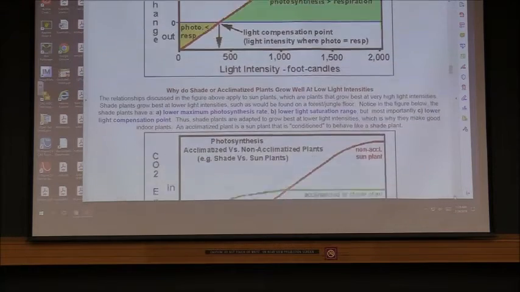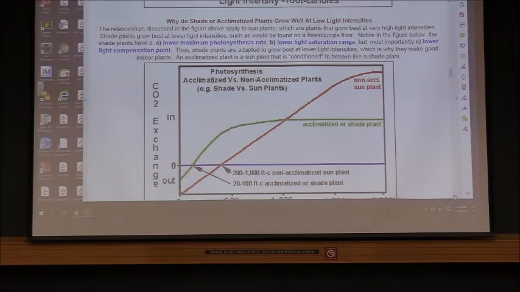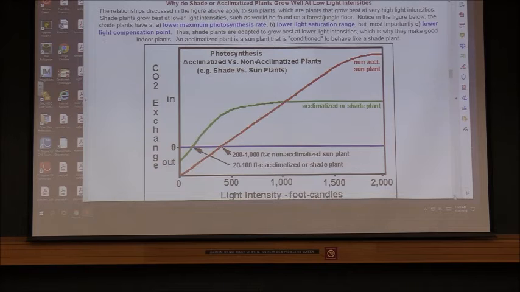Okay. What is your everyday average plant? Sun plant or shade plant? Sun plant. Everything I tell you is relative to a sun plant. Plants you grow in your garden, in your yard, for crop production, for fruit production. That's what this red curve is.